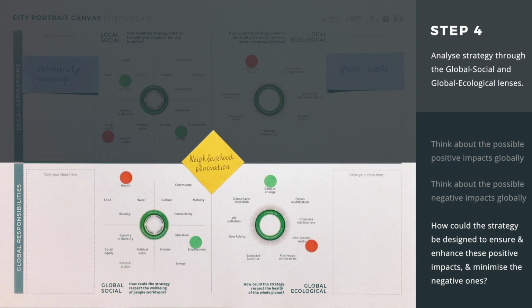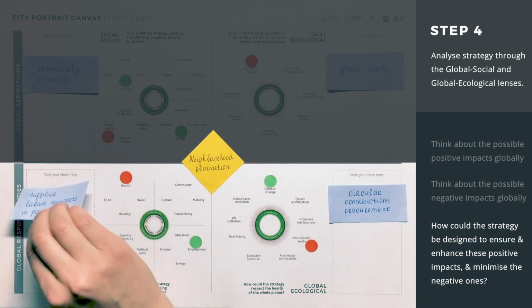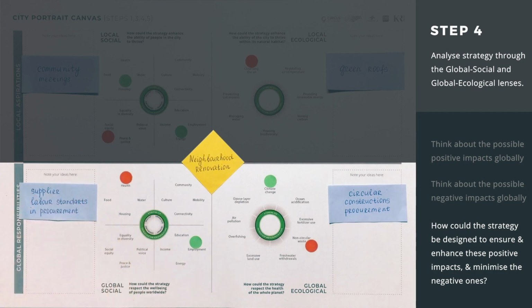So what could we do to minimize the waste generated by the strategy? For example, adopting practices of the circular economy such as modular construction can minimize some of these negative global ecological impacts. What's more, to ensure that the strategy also contributes to the well-being of people worldwide, creating procurement criteria around labour standards to assess material supplies could be added. Remember, be creative in this session.